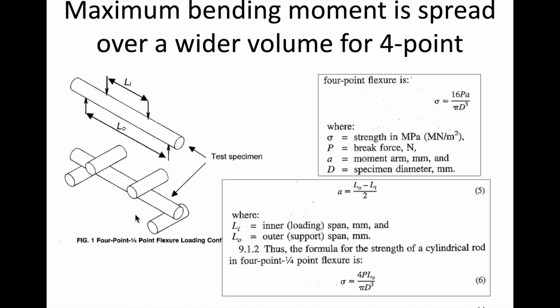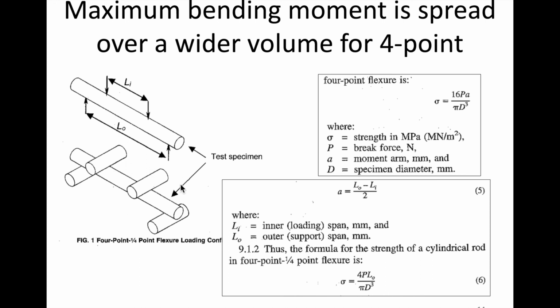With 4-point bend, the maximum bending moment is spread over a larger volume than 3-point. If you're familiar with what 3-point is, basically replace the top 2 with 1 right in the middle.